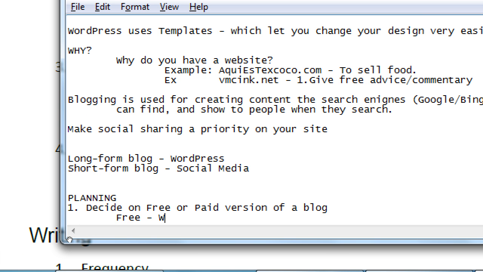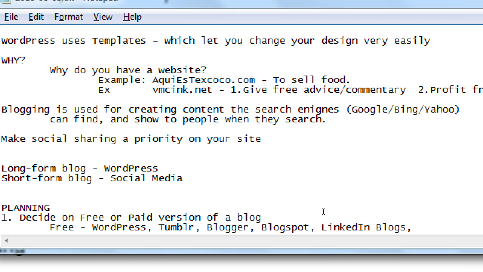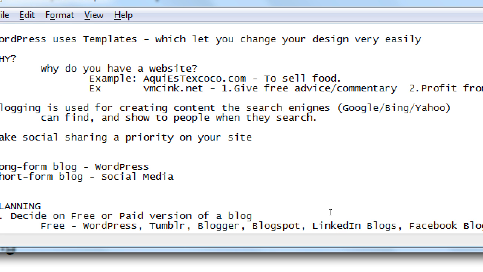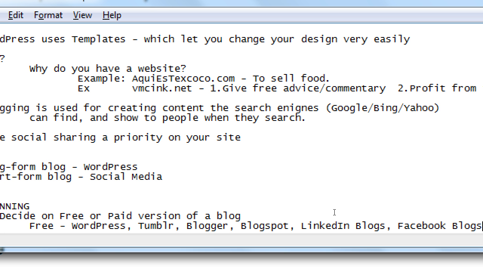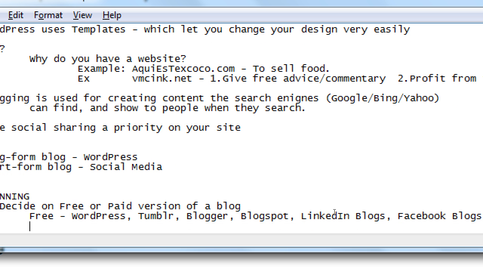Free would be WordPress, Tumblr, Blogger, Blogspot. I don't even know if they're separate things anymore. LinkedIn blogs. Facebook blogs, you can do blogging on Facebook. Those are all those free ones. They're a quick way for you to get started, to start writing, to start getting traffic. The other way is paid.